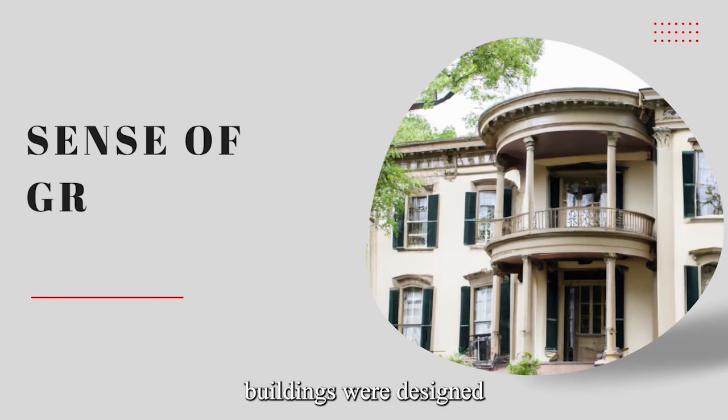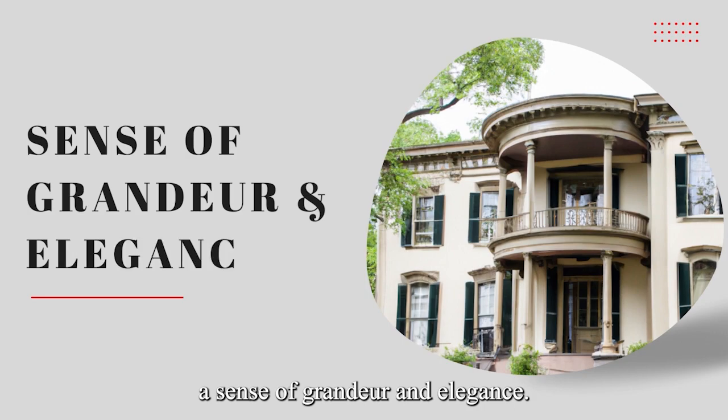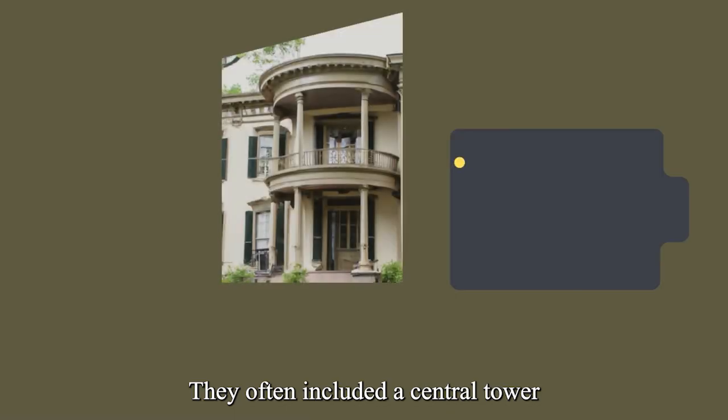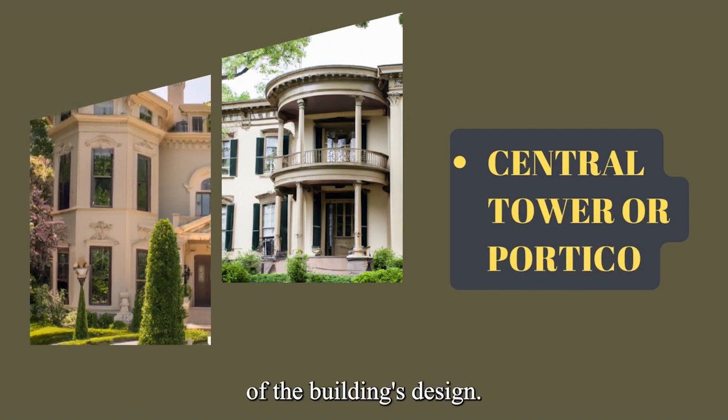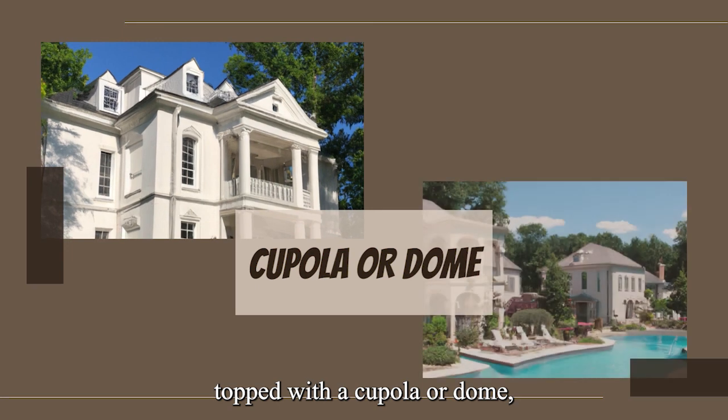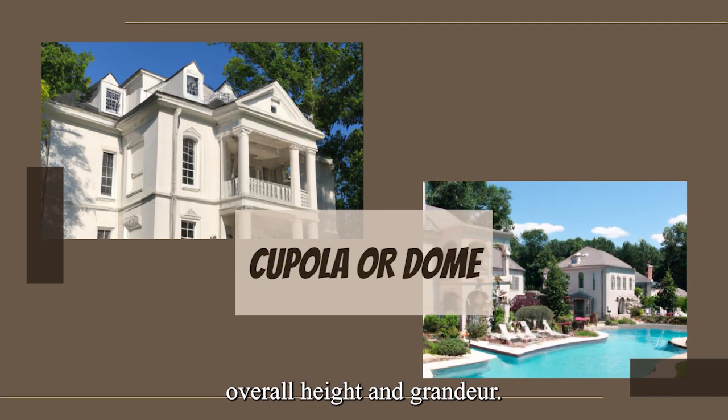Italianate-style buildings were designed to convey a sense of grandeur and elegance. They often included a central tower or portico, which served as the focal point of the building's design. The towers were often topped with a cupola or dome, which added to the building's overall height and grandeur.